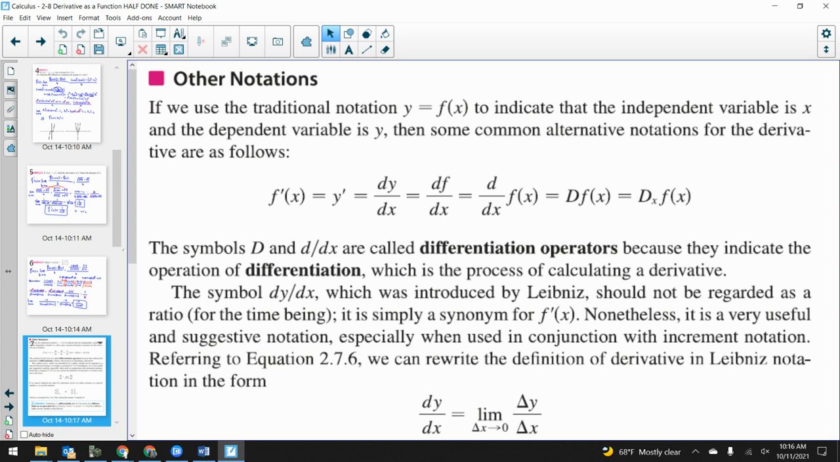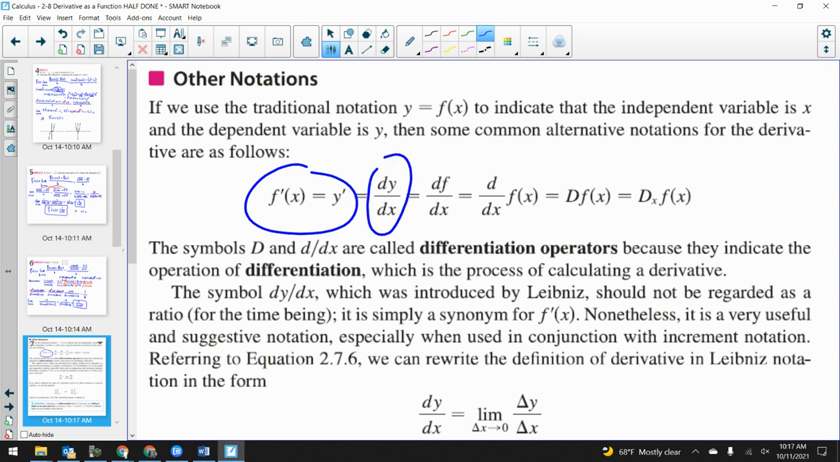Okay. If we use the traditional notation y is equal to f of x to indicate that the independent variable is x and the dependent variable is y, then some common alternative notations. Now, these are not all used widely. Most of the time you're going to see y prime or f prime of x, right? This is the one that's used most often by me, at least. Maybe other people might use some more often, but again, it's just their preference.